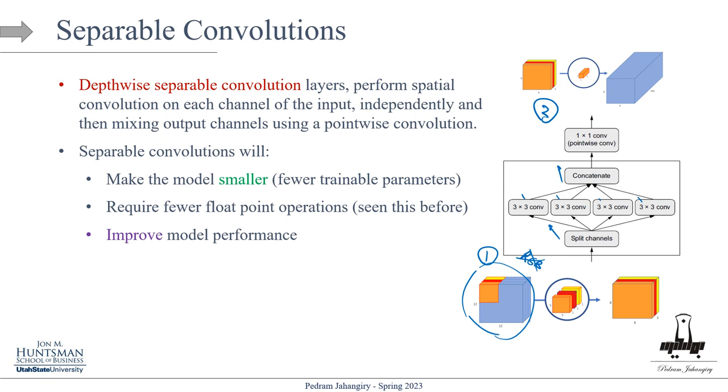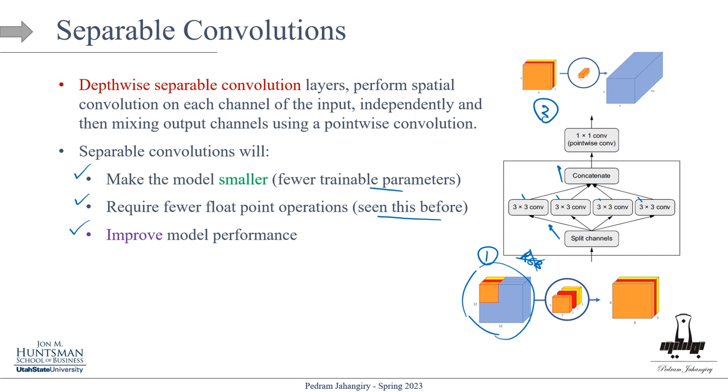It's going to make the model smaller because there are a lot fewer trainable parameters. These parameters are weight parameters. And we also saw in a numerical example in the previous video that it requires a lot fewer multiplication operations. So basically, it requires fewer floating point operations. And then finally, we know that this is going to improve the performance of the model. So because of all these properties, we are going to use separable convolutions as well. At least we can go ahead and give it a try to see if we can get a better performance overall or not.